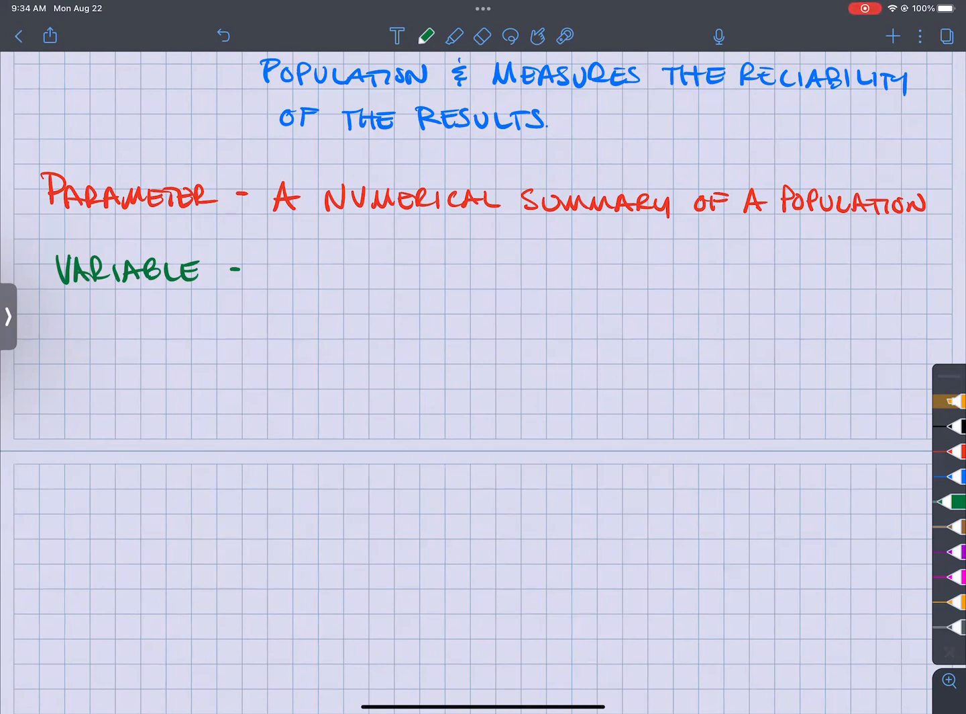A parameter is a fact that we already know. We look in this room, and I can tell you the percentage of students that are repeat students of mine. It's a fact. I can count the total number of students and how many are repeating one of my math classes, and then I can give you a percent.